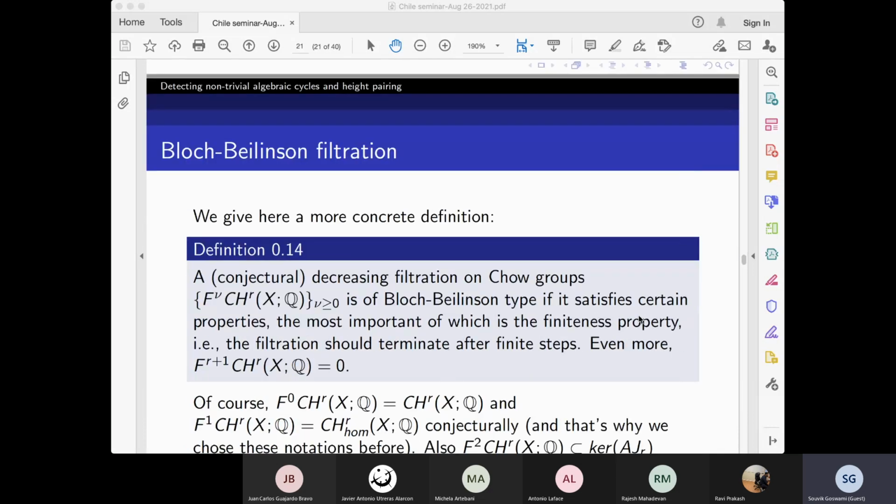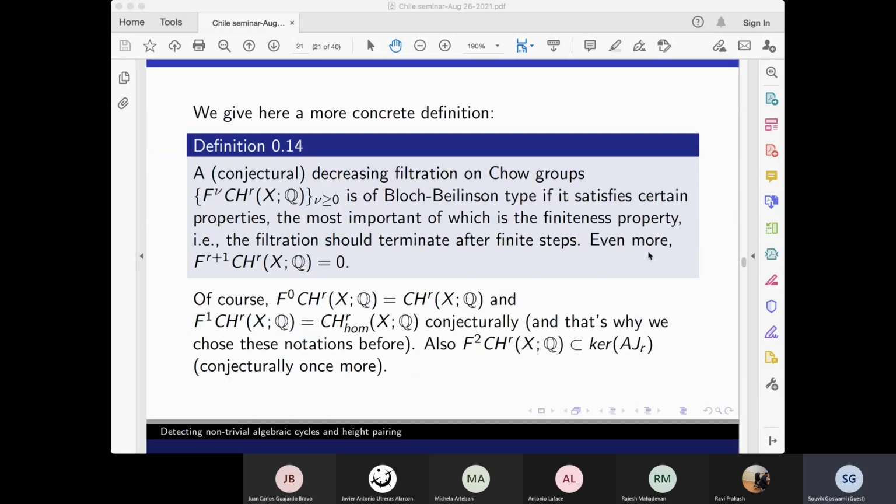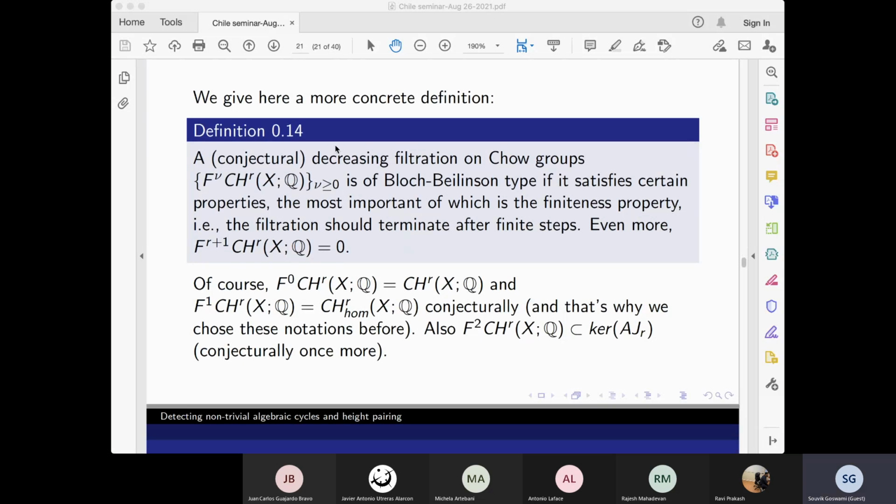Now let's give a semi-formal definition of what we want for the filtration. A conjectural decreasing filtration on Chow groups is of Bloch-Beilinson type if it satisfies certain properties, and the most important of these properties is the finiteness property. The filtration should stop at a certain point. To be more precise, F^(r+1) of CH^r should be 0. The conjecture says that the filtration shouldn't go beyond level r.